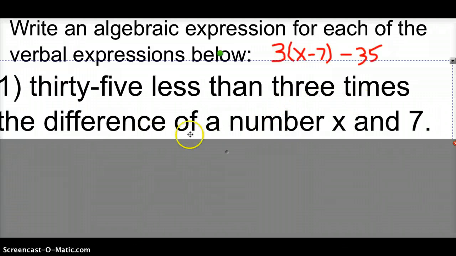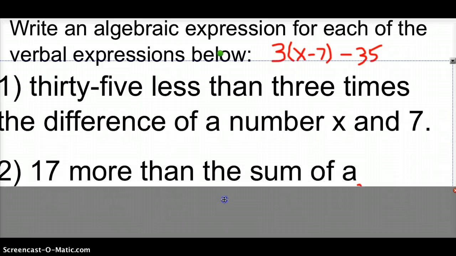Let's look at this. 3 times the difference of a number x and 7 can be written like this. The difference means we have to subtract something, so we're subtracting 7 from x, so that's x minus 7, and we're taking 3 times that difference. This whole part can be summed up in just this little part right here. And then we have 35 less than that, so we're going to subtract 35. So this whole thing can be reduced to this right here.